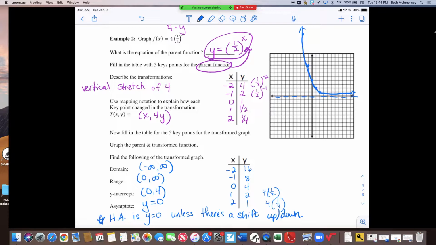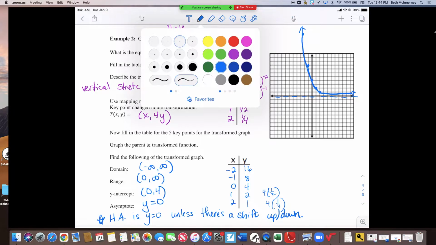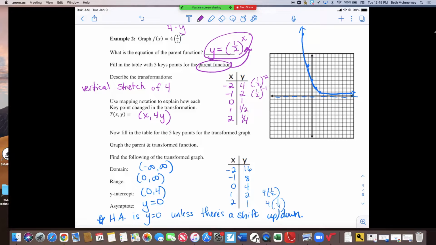If I want to go back to the purple, my parent function, and pop this one on here, that was (-2, 4), (-1, 2), (0, 1). So then it's really, really quite cool. You can see the vertical stretch. I want to pause here a moment. Do you see that? The y-intercept was (0, 1), and on my final one, it's (0, 4). The y value is 4 times the parent function y value. That's what a vertical stretch is.